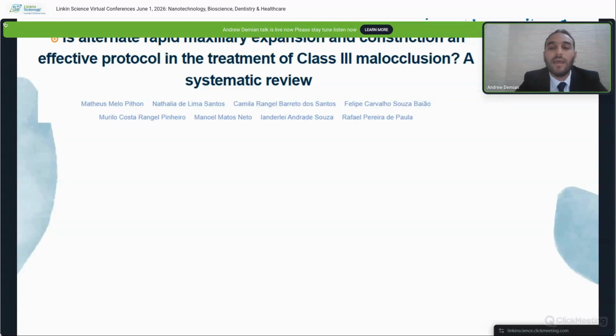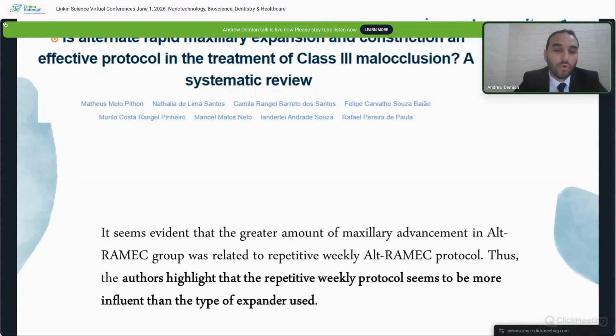It seems that the ALT-RAMEC protocol is very effective, and it seems to be more influential than the type of expander used, meaning that we don't need the extreme expanders that we normally use in order to effect a proper disarticulation. We can just do this protocol and have the same efficient disarticulation rather than going through complex expanders.